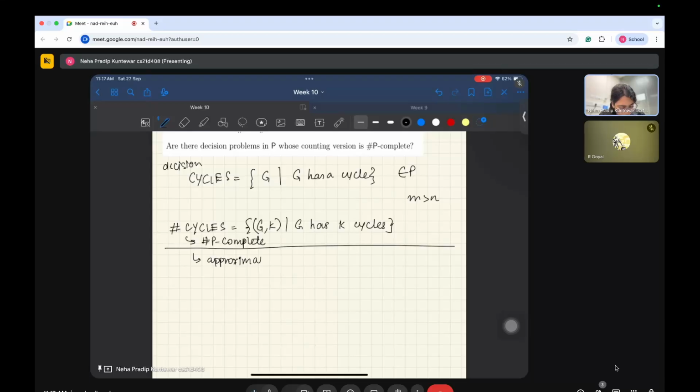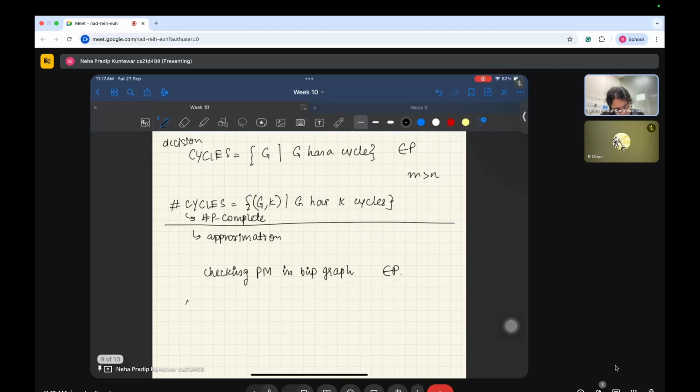But also, one problem you might have done is counting the number of perfect matchings in a bipartite graph. Checking whether there's a perfect matching is in P, even for non-bipartite graphs for that matter, but counting the number of perfect matchings, even in a bipartite graph, is Sharp-P complete.